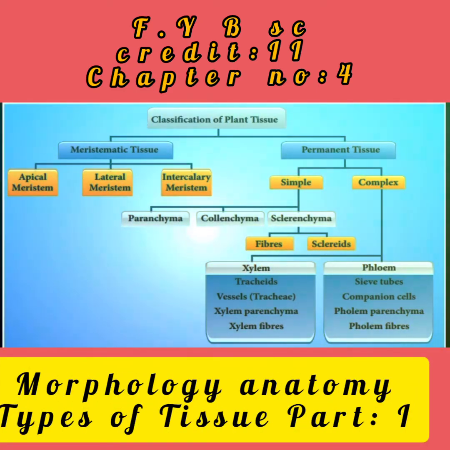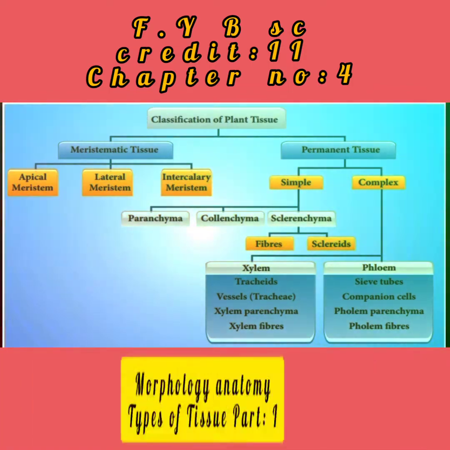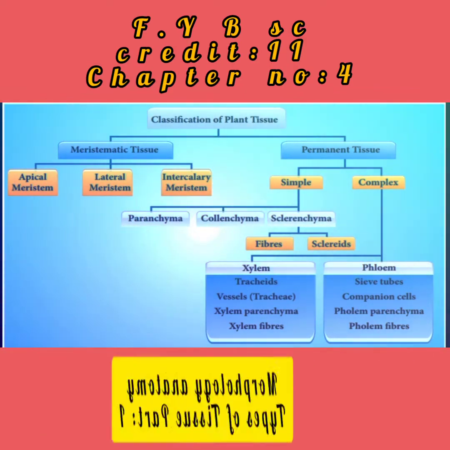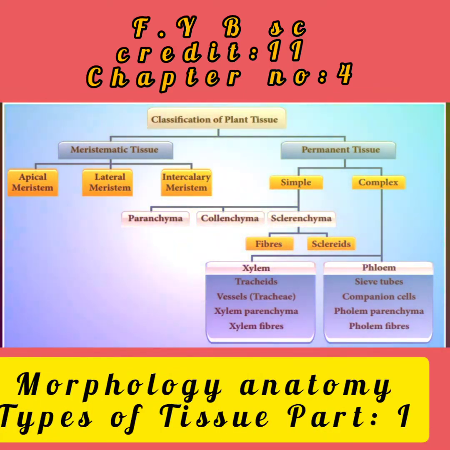Let's see here the flow chart. If you don't remember that concept in the theory, you only have to make one flow chart. Let's see the classification of tissue. Meristematic tissue, permanent tissue. Permanent tissue is classified into simple and complex. Meristematic tissue is classified into apical, lateral, intercalary. I will describe those types later when we study the entire part of meristematic tissue.